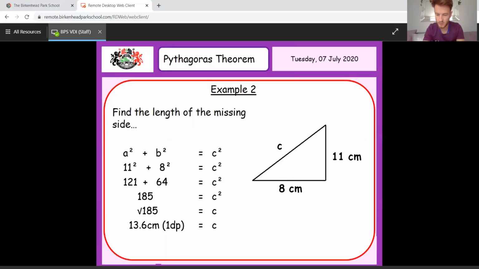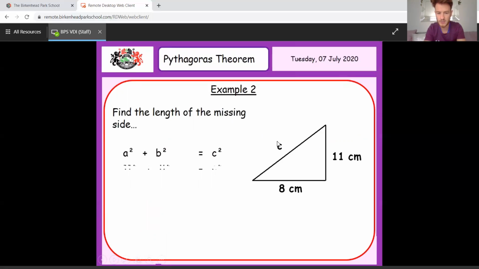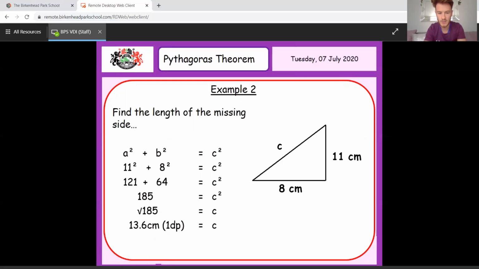Now, a little way we can check we're probably right. On the first one, if I go back, that gives us 7.21 and the lines are 4 and 6. And on the next one that we've just done, it's 13.6 compared to 11 and 8. C should always be the longest side. And on our two answers, we have got lengths that are definitely longer than the other two. So that kind of proves that we are right. Okay, so 13.6 centimetres there.